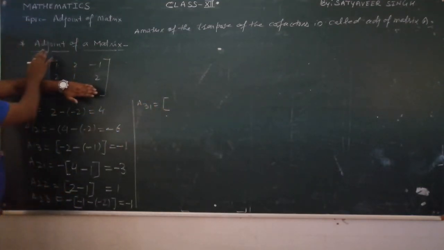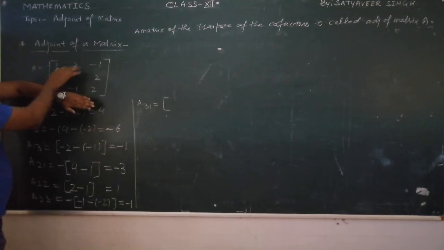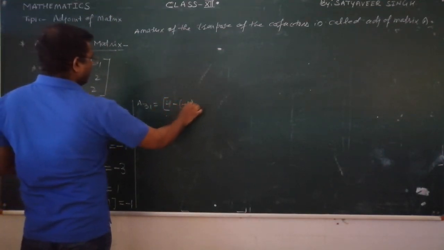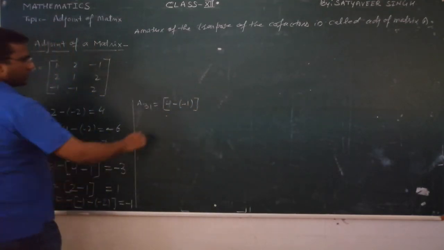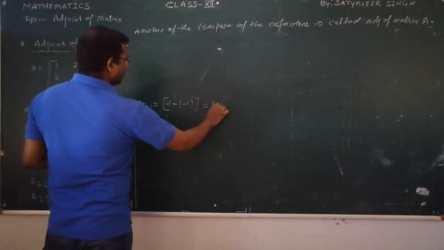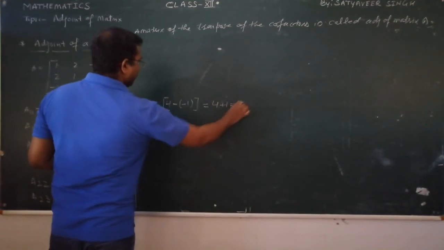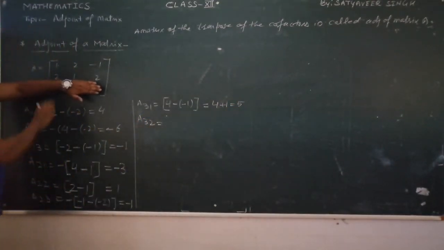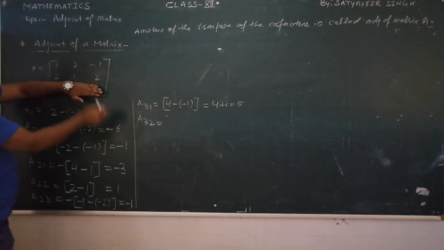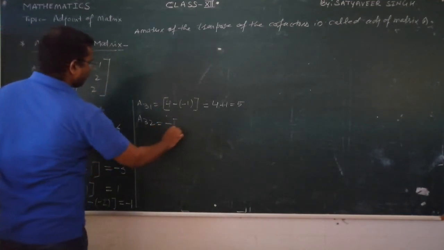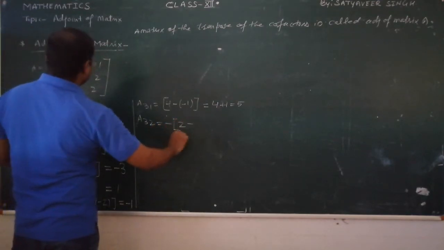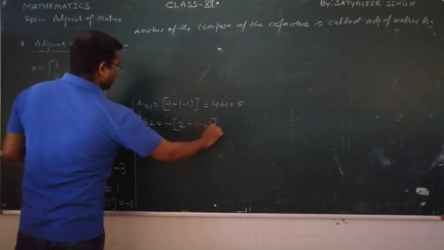So third row, first column, 2 to the 4, 4 minus 1. So it is equal to 4 plus 1, which is 5. What is A32? This you will hide. 2 1 2. Here it is negative as per rule. So 2 1 2 and minus 2.